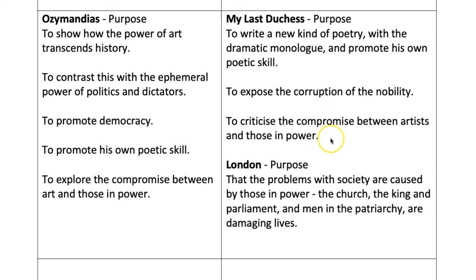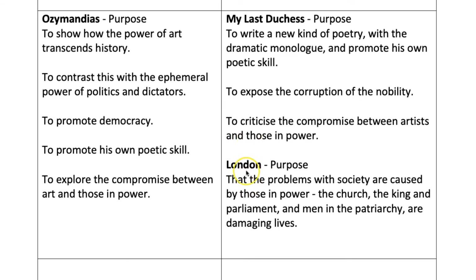symbolises male patriarchal power in the form of Neptune, controlling the seahorse, which represents the female, and in this relationship that represents the Duke's wife, or the new wife that's coming from the Count. So lots of really good comparisons there. I'm really happy with it.